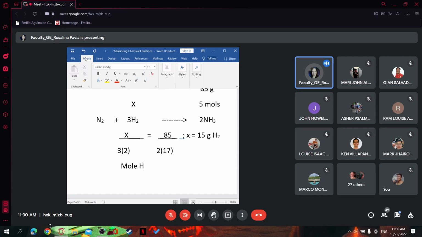Paano mo kukunin yung mole ng H2? Make use of N equals M over MM. Okay? Small letter N or mole H2 equals mass over molecular mass, 15.